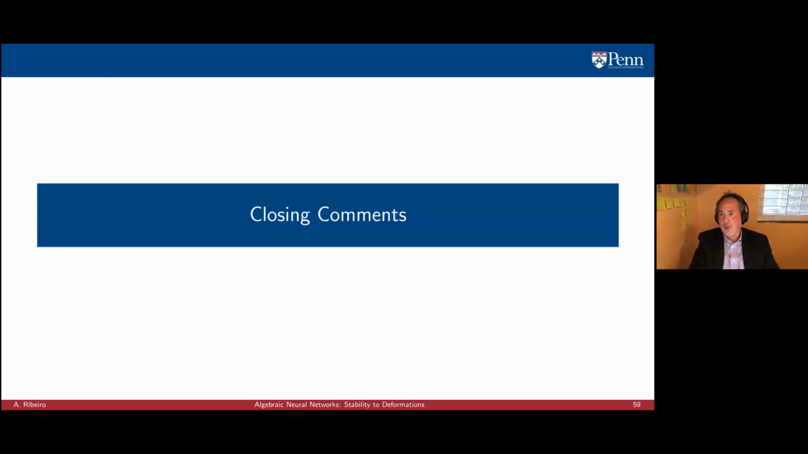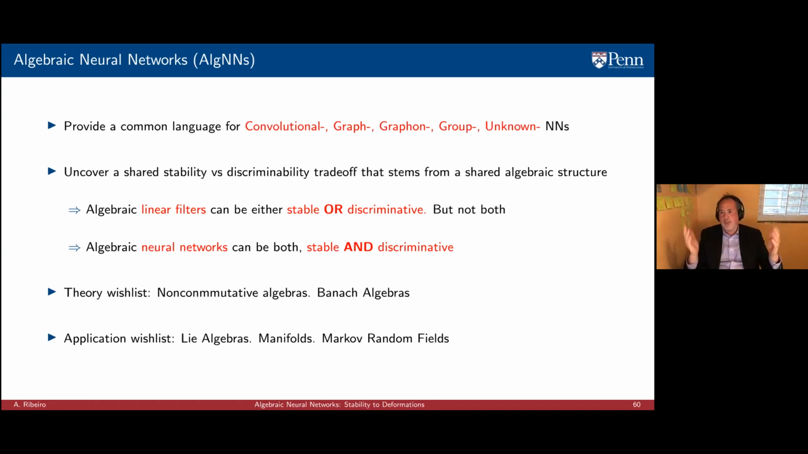I just have some closing comments here. This is what I think is exciting about this topic, which is that it provides a common language for convolutional, graph, graphon, group, whatever neural networks. This tool has also uncovered a shared stability versus discriminability trade-off that stems from a shared algebraic structure. And that trade-off is the following. Algebraic linear filters are either stable or discriminative, but they can't be both.